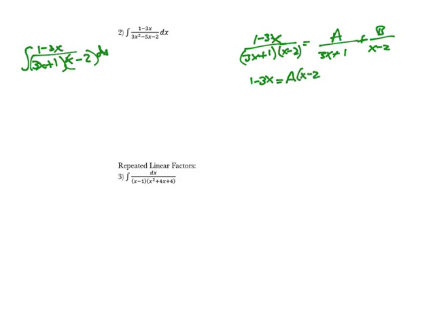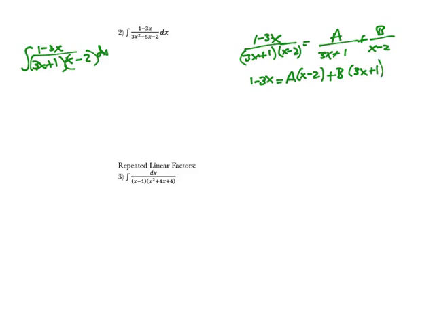Yep, that's right, dx. So I'm going to go over here, and I'm going to say, okay, 1 minus 3x over 3x plus 1 times x minus 2 can be written as something over 3x plus 1 plus or minus something over x minus 2. So I'm going to call that A and B. And I'm going to multiply by the least common denominator again. So on the left, I just have 1 minus 3x. On the right, I would have A times x minus 2, and B times 3x plus 1.